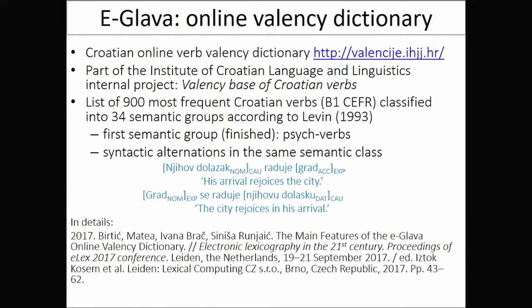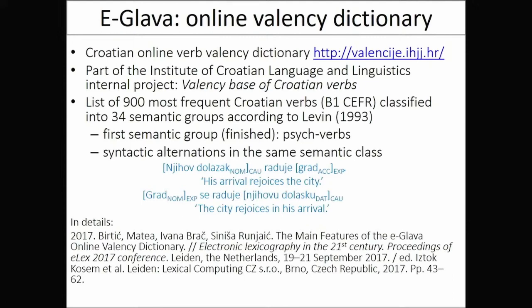Why? Because it was well known in world literature and many linguistic works that syntactic alternations in the class of psych verbs are very interesting, because you have an experience of some emotion or psychic phenomena, and you can find this experience made like in nominative case, in dative case, in accusative case, as you can see in those alternations below.